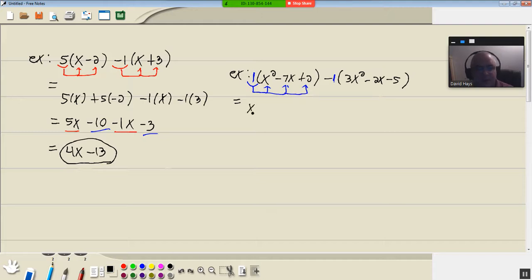Well, 1 times x squared is x squared. 1 times negative 7x is negative 7x. And 1 times 2 is 2.